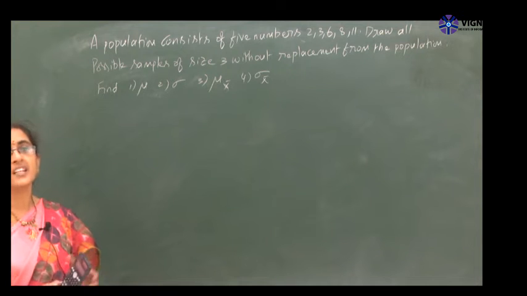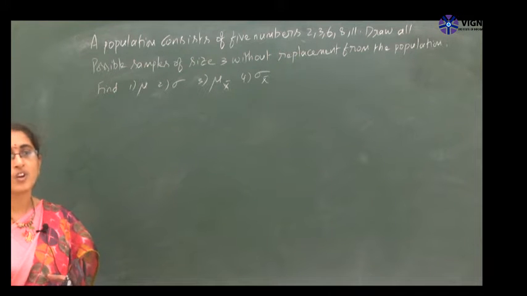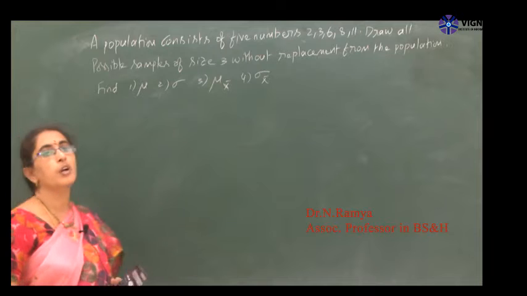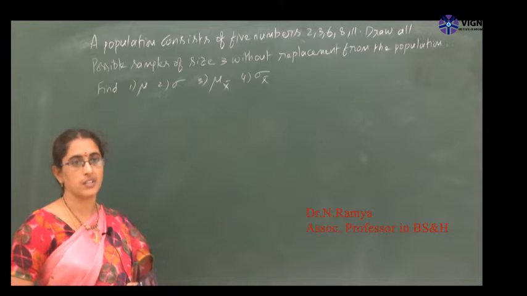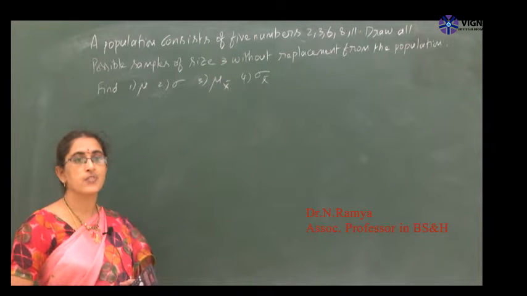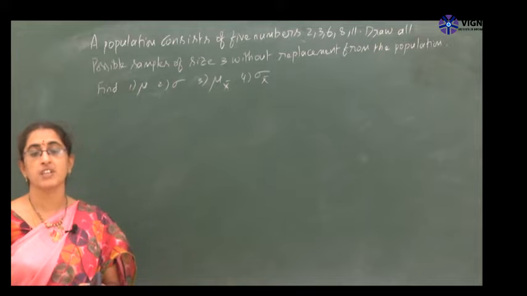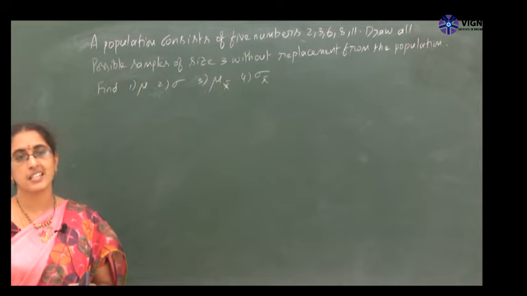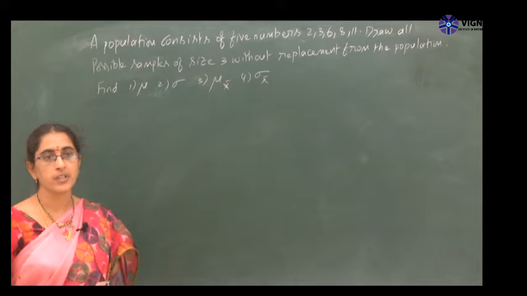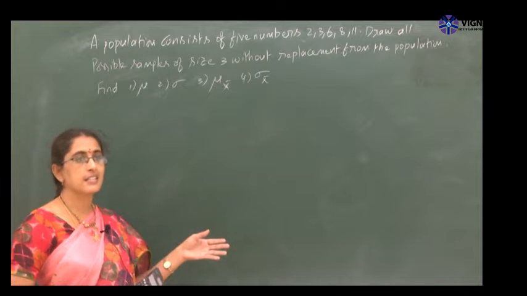So now we have seen in the previous class the problems on with replacement. Now let us see the problems on without replacement. To draw the samples from the population without replacement, the formula is capital N C small n, where capital N is the population size and small n is the sample size.